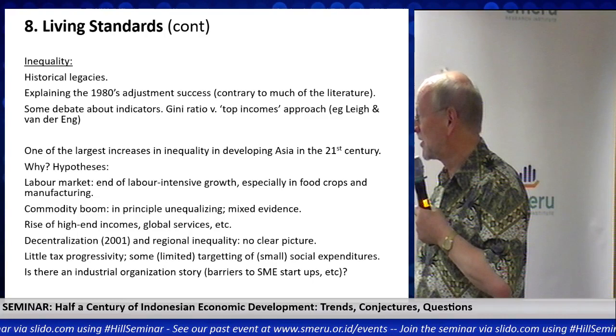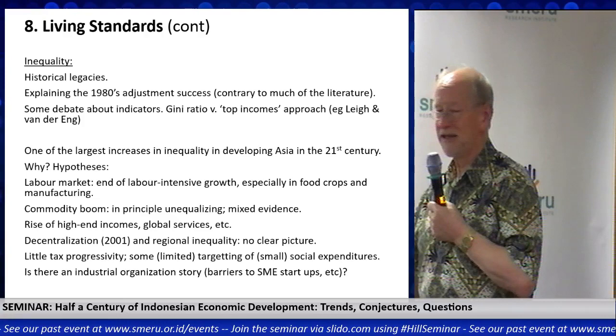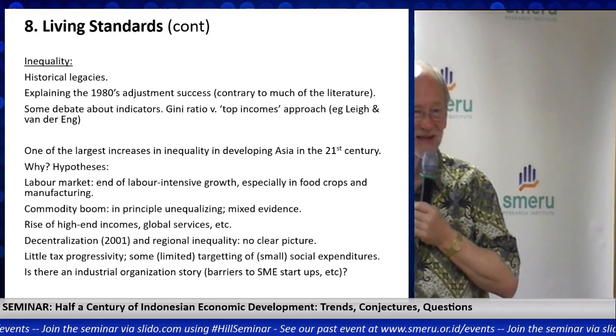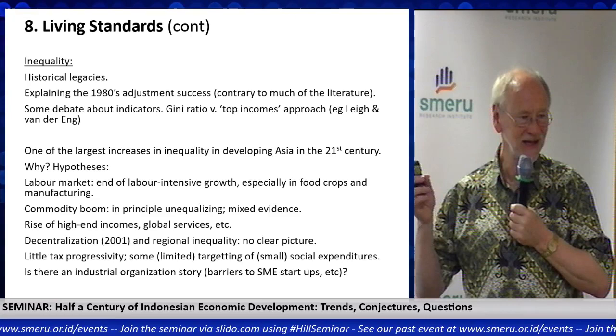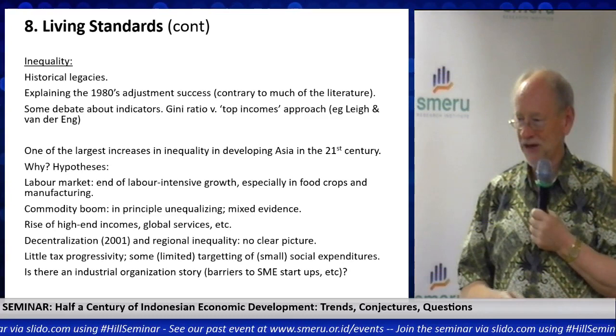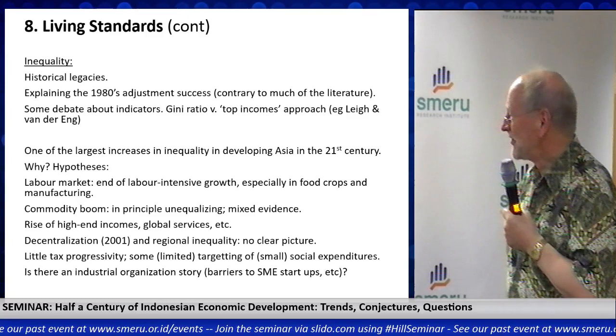The widely cited paper by my local member of parliament, Professor Andrew Lee, formerly a professor at ANU, now a member of the DPR. Andrew Lee and Pierre van der Ring use this top incomes approach, and they find there's a bigger increase in inequality than using the Gini. Also a paper in the BIES a couple of years ago by those scholars from the Netherlands, on measuring inequality. So it's increased, but how much has it increased and why?